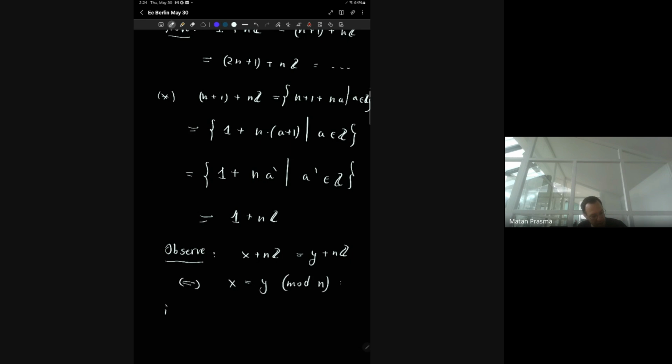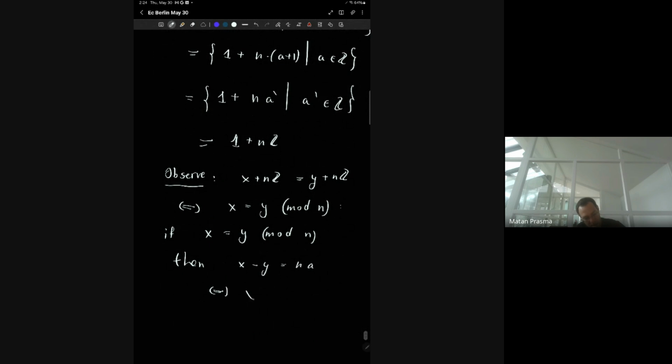If x is equal to y modulo n, then x minus y is equal to na, i.e. x is equal to y plus na. Maybe instead of a, I put t.